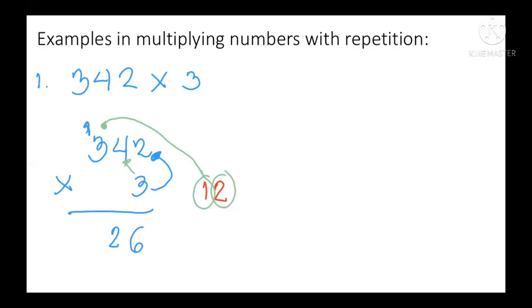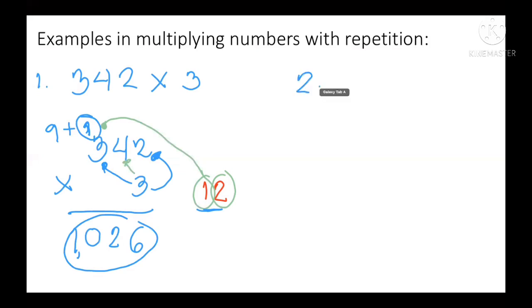Understand? Okay, next one. After multiplying that one, let us move on to the hundreds place. 3 times 3, that is 9. But we have 1 here. So what will we do? We will add, or plus. 9 plus 1 is 10. So we have the answer 1026. Got it?